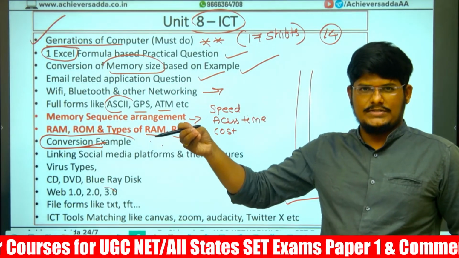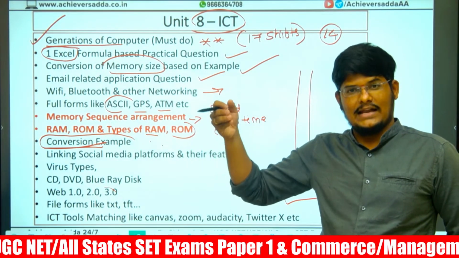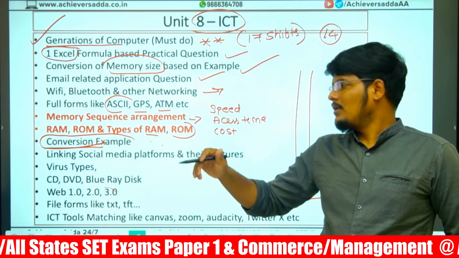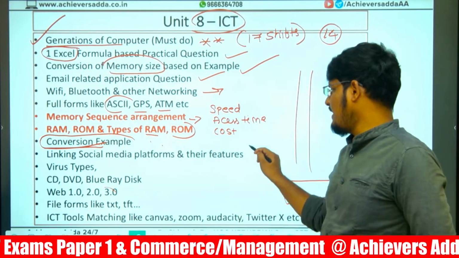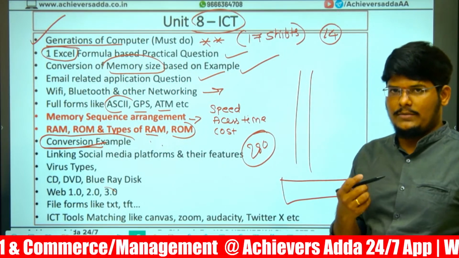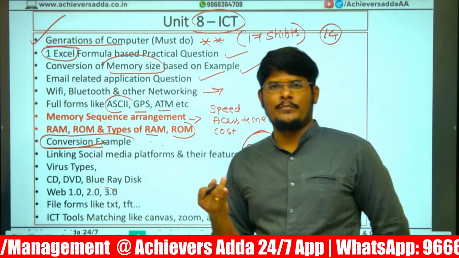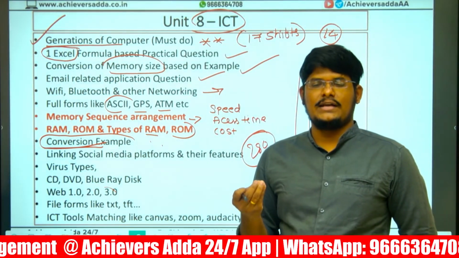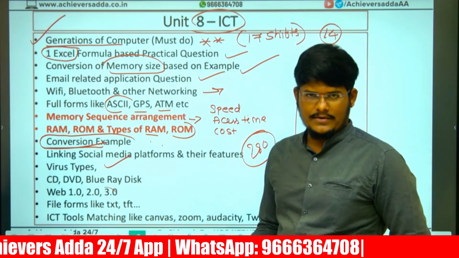Next, social media platforms and their features. X, which is Twitter, Facebook, Instagram, their features and characteristics, and the limit of posting. On Twitter, now it is 280 characters. Then virus, worm, phishing, pharming, denial of service attack, ransomware, various types of virus or malware.